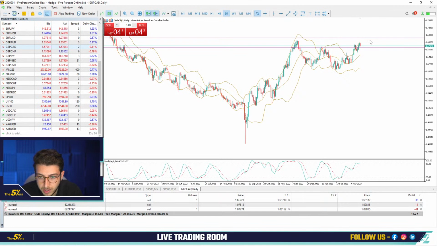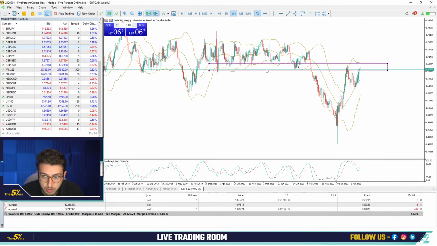I will not make a buy here because we are at the top of the Bollinger Bands. The mean is here, and also on the weekly chart because we are basically on that spot. This is the only thing I see.